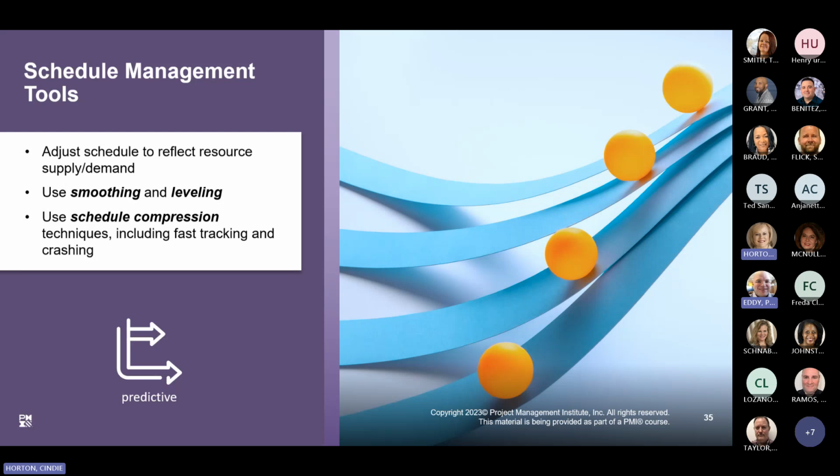And then lastly, utilizing schedule compression techniques, including fast tracking and crashing, which was discussed back in lesson 3. As you may recall from lesson 3, fast tracking is a schedule compression method in which activities or tasks that are normally done in sequence are performed in parallel, at least for a portion of their duration, whereas crashing seeks to shorten the duration for the least incremental cost. It can include adding people to activities, working overtime, or paying to expedite deliverables.